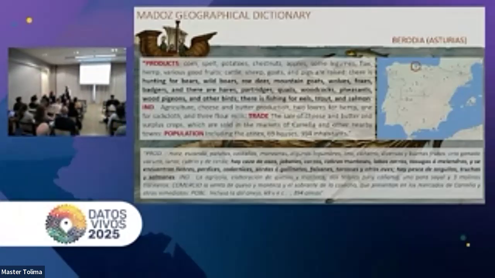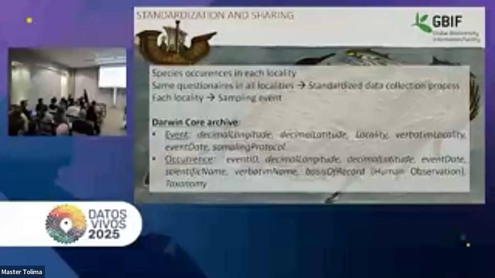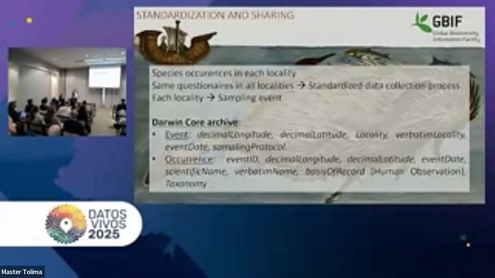What this means is that we have species occurrences in each locality, right? Because we know that they used the same questionnaires or the same approaches in all those localities, we consider that we have a standardized data collection process, and that each of those localities consists of a sampling event.